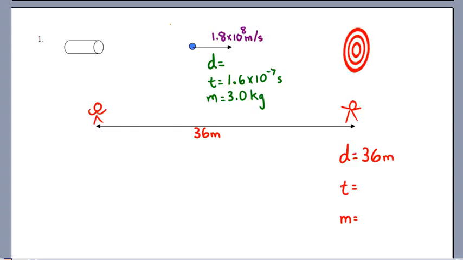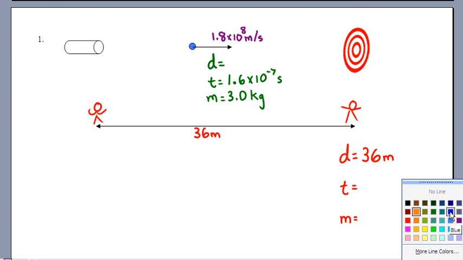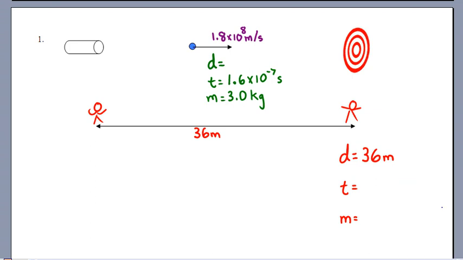Okay, so this first question here is a relativity question. We'll come back to the story about shooting a particle out of a little particle launcher towards a target. According to the story, this particle is being launched pretty quick at 1.8 times 10 to the 8 meters per second. One of the things I would do right away is take that velocity and find the beta and then the gamma.